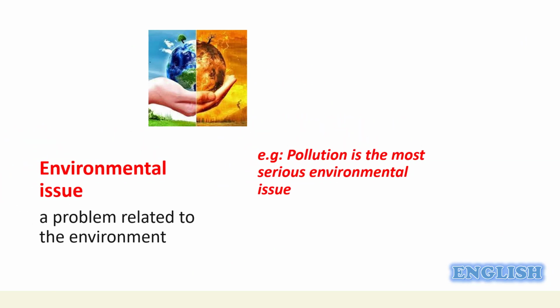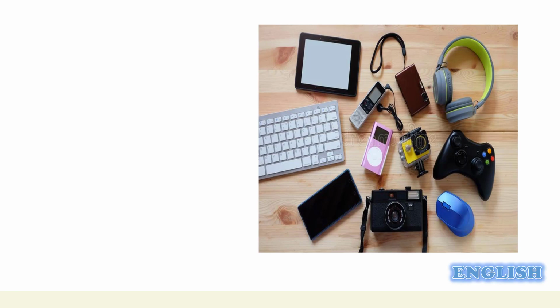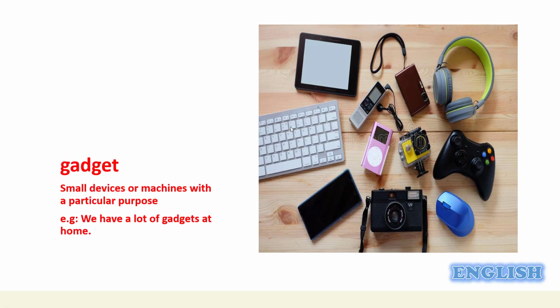Look at this picture. Environmental issue. What does this word mean? It means a problem related to the environment. For example, pollution is the most serious environmental issue. Look at this picture. What can you see? Gadgets. Gadgets are small devices or machines with a particular purpose. For example, we have a lot of gadgets at our house.